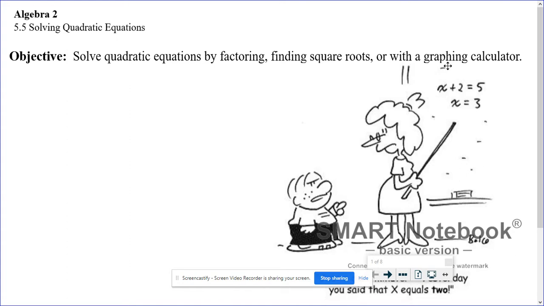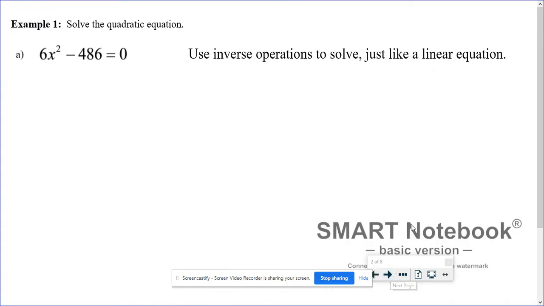So we have three different ways that we're going to solve, and it's going to be based on what type of equation you have, which is like which way you're going to pick to do it. So again, the first way is we're going to look at how to solve by taking square roots.